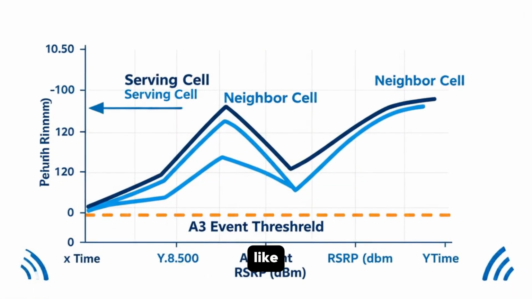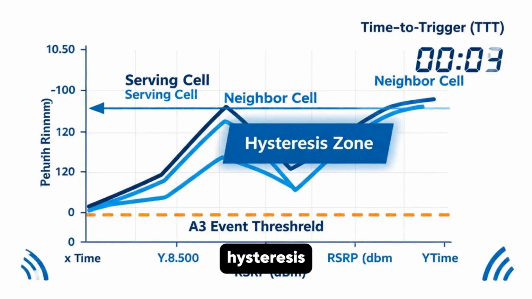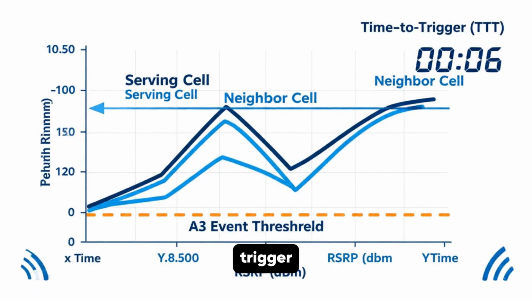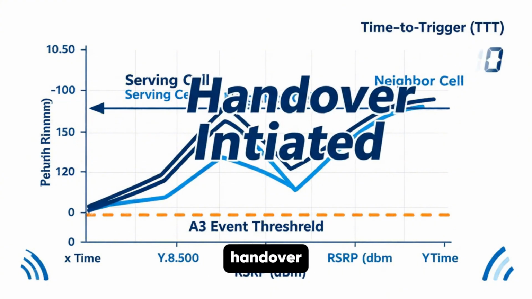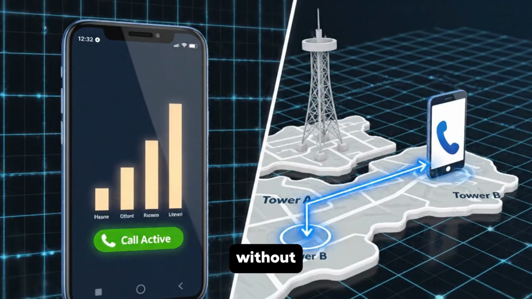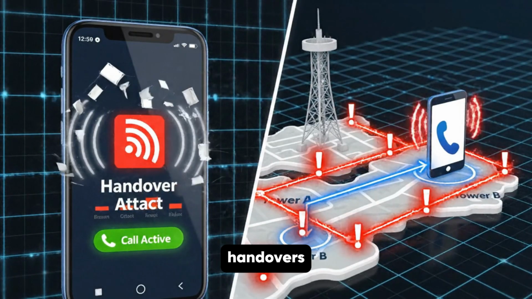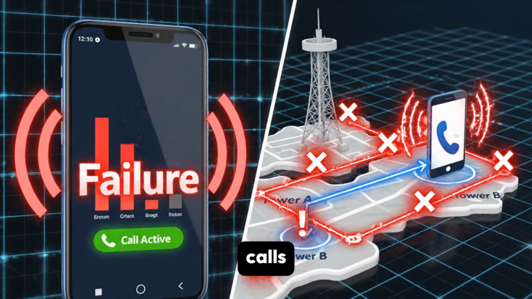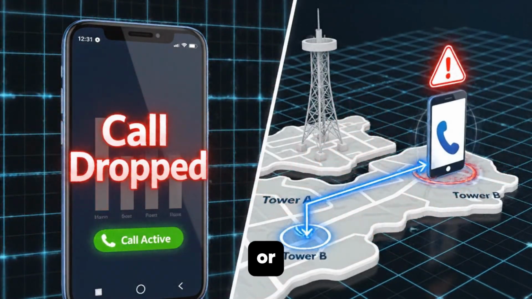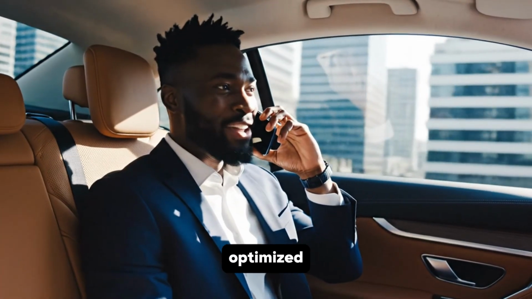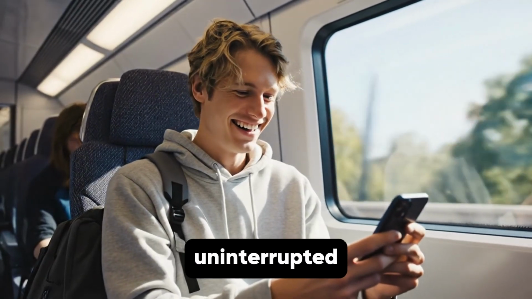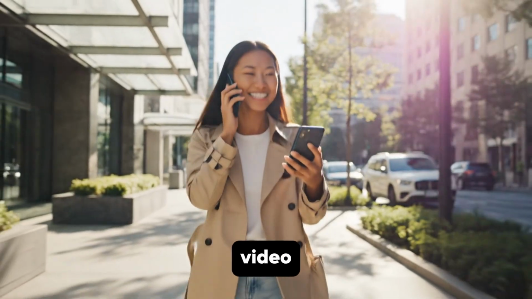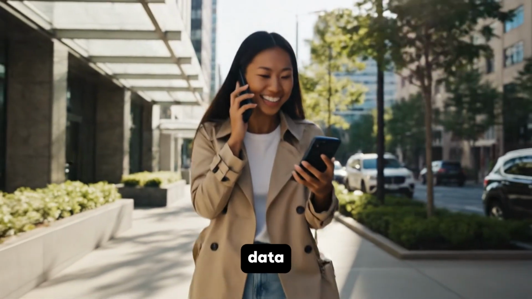Key parameters like A3 event, hysteresis, and time to trigger control when and how handover happens efficiently. Without proper optimization, handovers can fail, causing dropped calls, ping-pong effects, or poor call quality. With optimized handover, you enjoy uninterrupted calls, smooth video streaming, and reliable data anywhere.